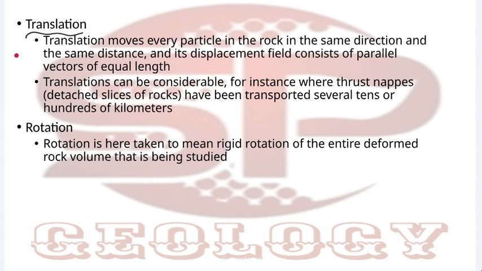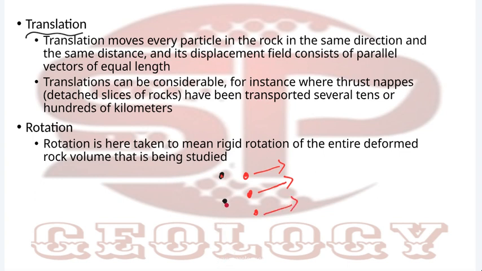So what is translation? Translation is the move of every particle in the rock in the same direction and the same distance, and the displacement field consists of parallel vectors. Suppose it consists of these particles. In translation, every particle in the rock moves in the same direction. All will move in the same direction and the same amount.